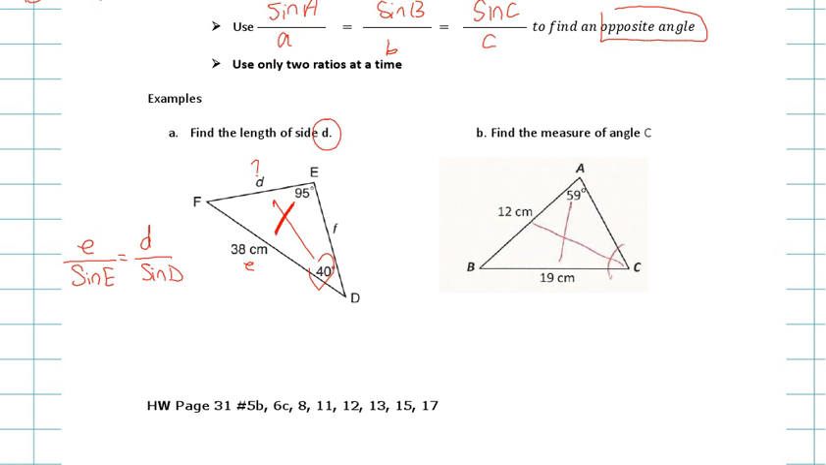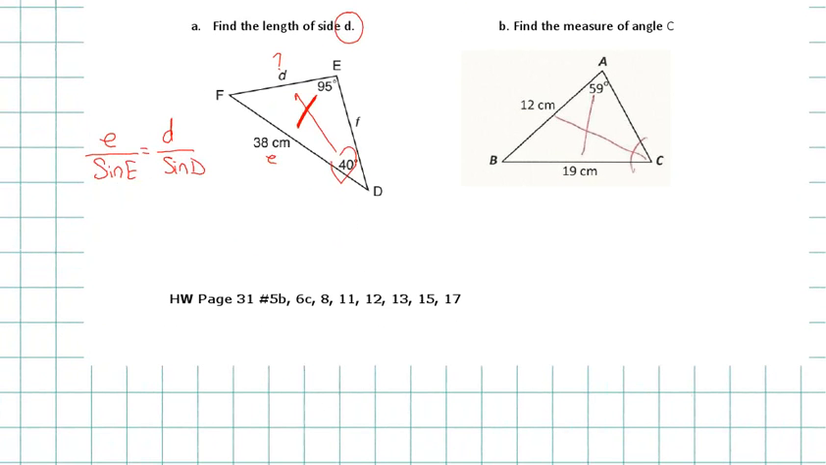So now I have to plug in the values that are given to me. What is side E equal to? So 38 over sine 95 equals, do I know D? D over sine 40. Okay? So you see that I've already set it up. I only have one unknown. There's only one thing that I don't know. Okay? So how do I isolate for D?